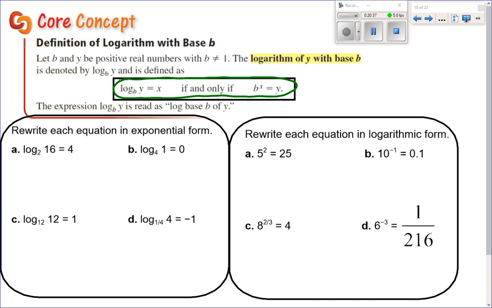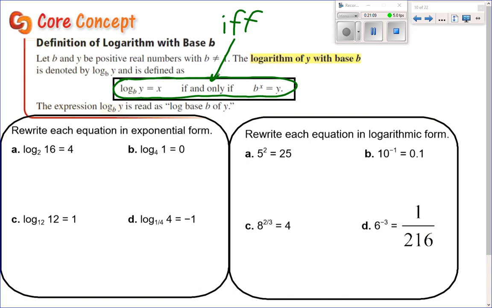This conditional statement says if and only if, which interestingly is often abbreviated iff. And that conditional statement says this works both ways. If you have something written as log base b of y equals x, you can write it as b to the x equals y. And if you have something written b to the x equals y, then you can rewrite it as log base b of y equals x. This says you can go both ways.